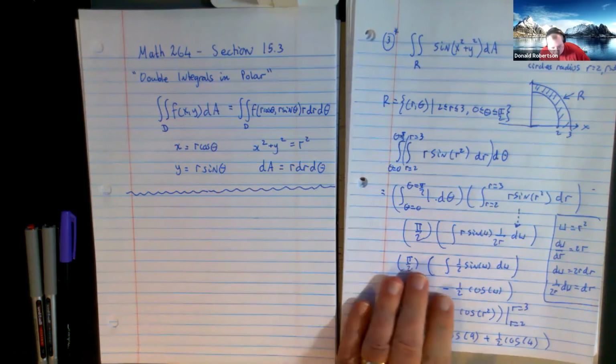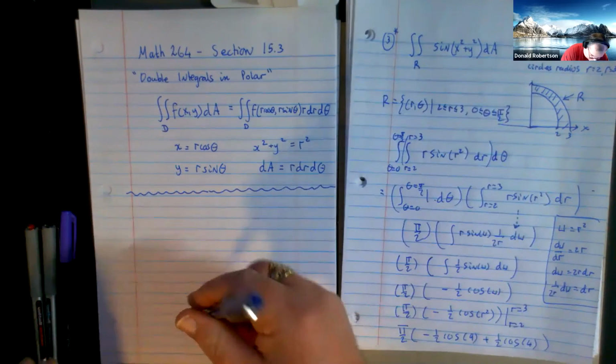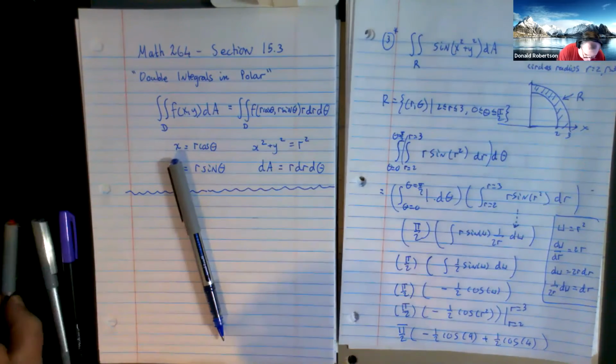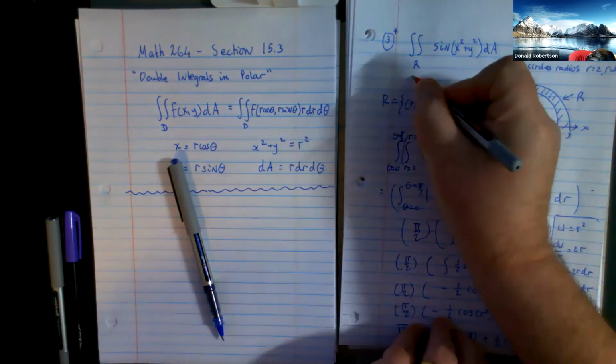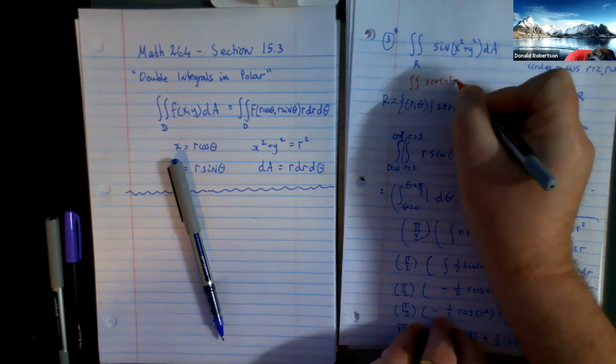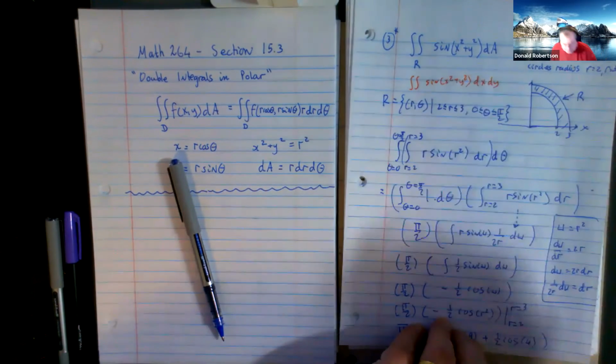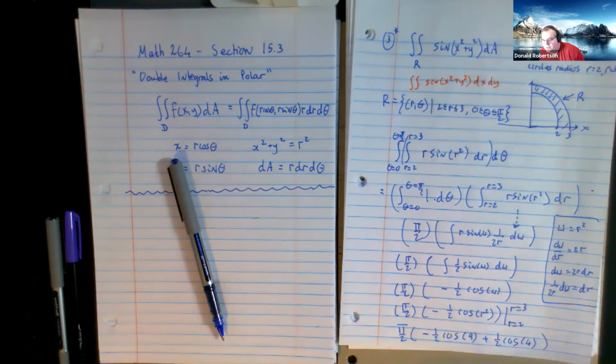Well, let's return back to the original question. If you try to do this integral, let's do it in red, with respect to x and y, and it doesn't matter which one you do first, what's the antiderivative of sine of x squared plus y squared with respect to x?